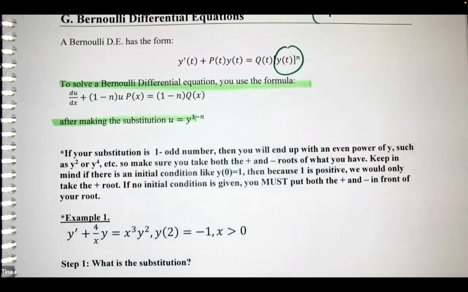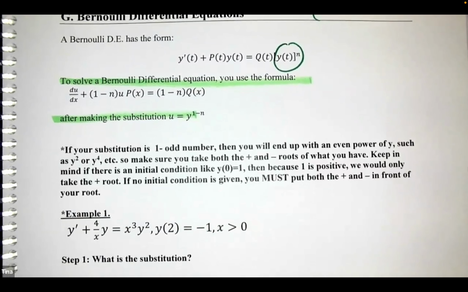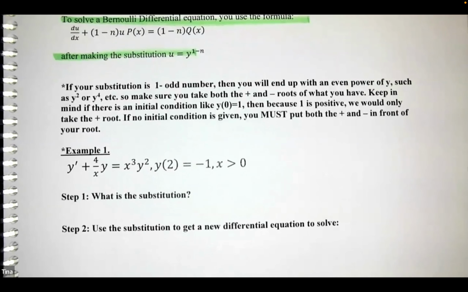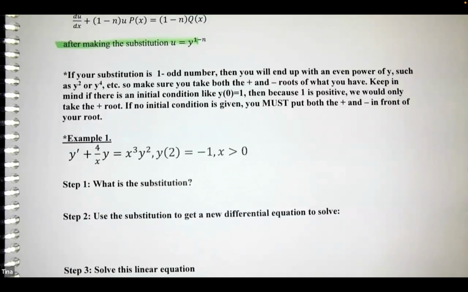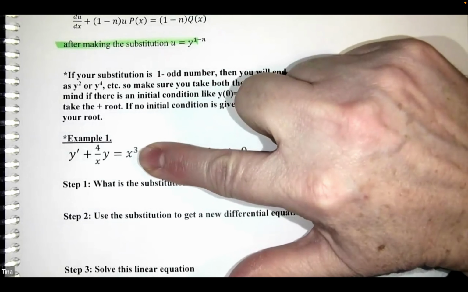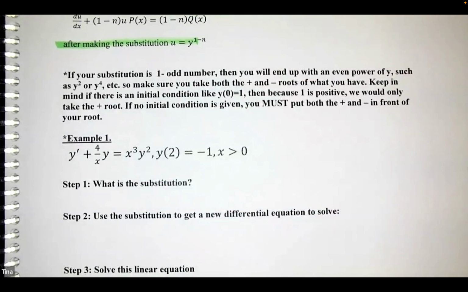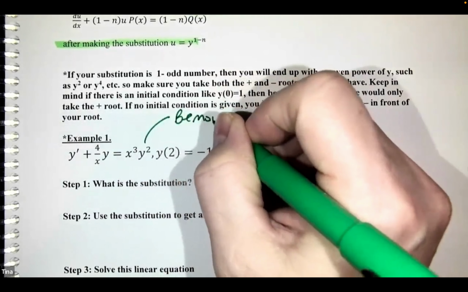Now, you guys know this already, but if you have a y squared, y to the 4th, y to the 6th, or y to the 8th, any even power, then of course when you take the root, you'd have to have a plus or minus. So keep that in mind. If you don't have an initial condition, then you'd have to have both. So this is Bernoulli. Remember, if it was like that, it would be linear. But because it has this extra term, the y squared beside it, this is a Bernoulli equation.